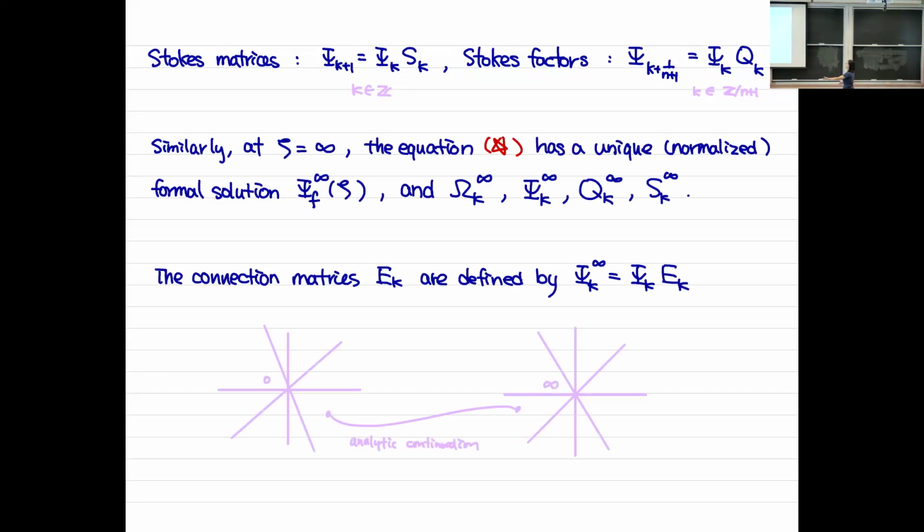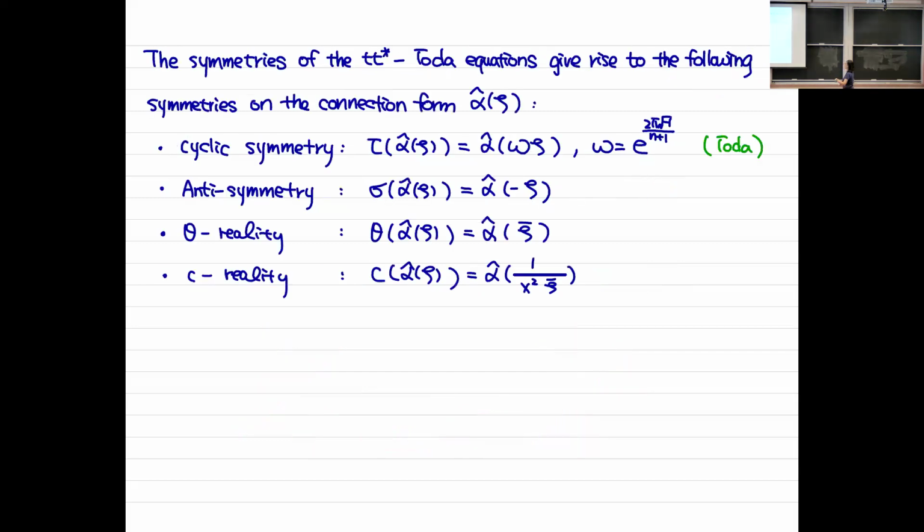At infinity, of course, you have this whole set of data as well. And then the connection matrices are the information which connects the two poles. On one side, you have 0, and on the other side, you have infinity. You have the holomorphic solutions, and you do the analytic continuation, then there is a difference between them. That's the connection matrices. And you can see that it involves a lot of choices, right? It depends on where you start and so on.